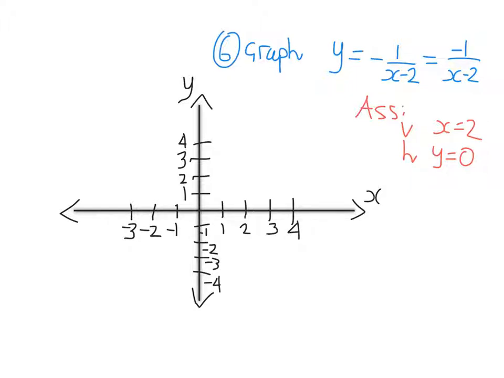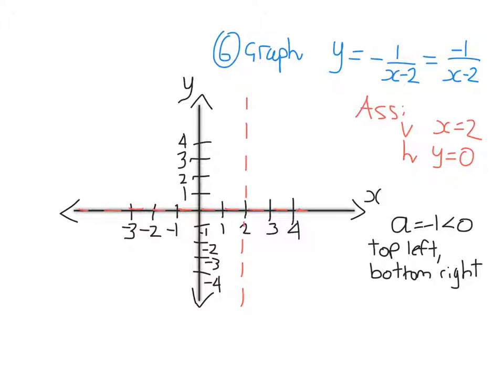So let's now draw these asymptotes. So now we've graphed the asymptotes. Let's have a think about what we were talking about in question 5. Is this going to be top right, bottom left, or top left, bottom right? So for this equation, we have that a is -1. So because a is less than 0, a is negative, this will exist in the top left, bottom right. So it'll exist over here in this quadrant and this quadrant here as well, just like I explained in question 5.